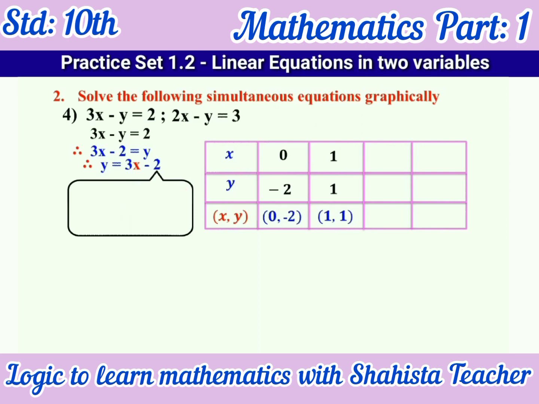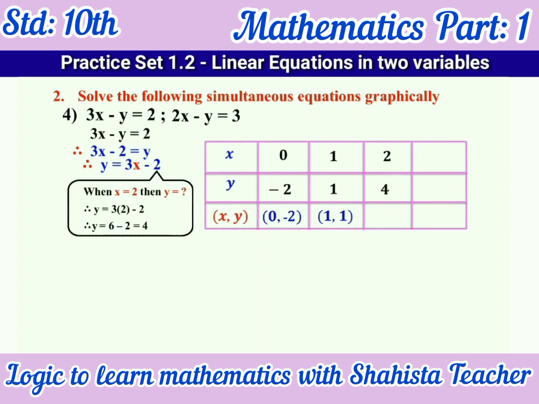Now let us consider x is 2. So x is equal to 2, then y is equal to question mark. Again we will use the same equation, y is equal to 3x minus 2. In the place of x we will put 2. So 3 bracket 2 minus 2. 3 twos are 6. 6 minus 2 is 4. So y is equal to 4. So x is 2 and y is 4.